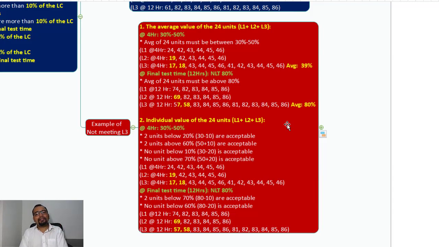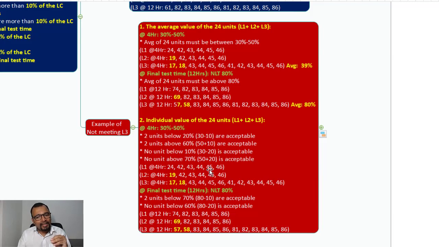The second important acceptance criteria is the individual values for all 24 units. So for the fourth hour, the stated range is 30 to 50%. So 2 units below 20% are acceptable. 30 is your lowest value, and minus 10 becomes 30 minus 10 equal to 20%. So the 2 units below 20% are acceptable. Similarly, the 2 units above 60%, that is 50 plus 10, are acceptable. No unit below 10%, that is 30 minus 20.